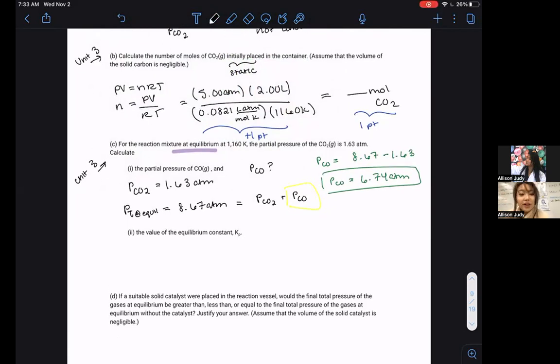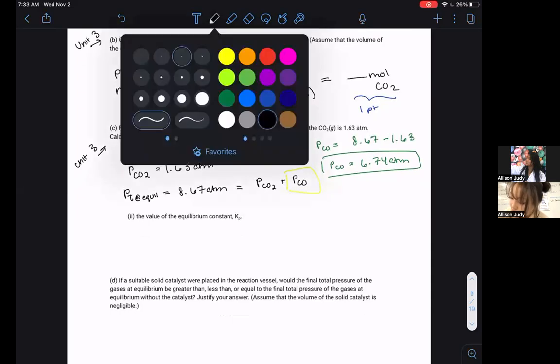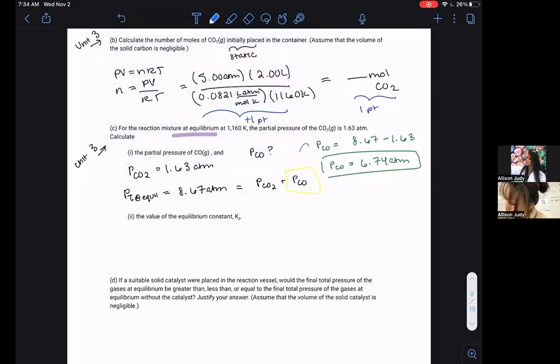By the way, for this question, you get 1 point for a correct answer supported by the correct method. So what they are asking is that you actually had to show all of this to get the 1 point. You had to show your work. You couldn't just have written the final answer, PCO equals 6.74 atm. You would have had to show your mathematical process and your variable rearrangement.